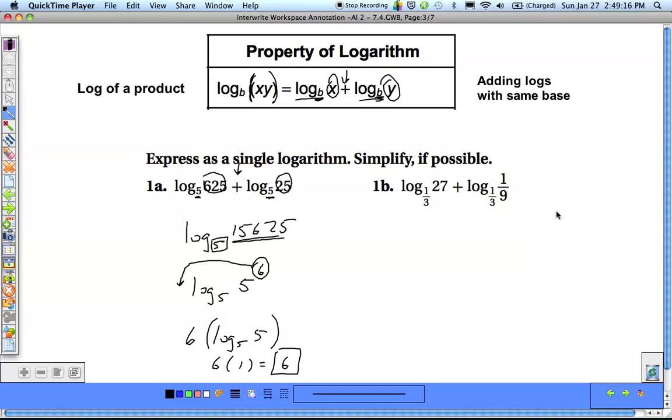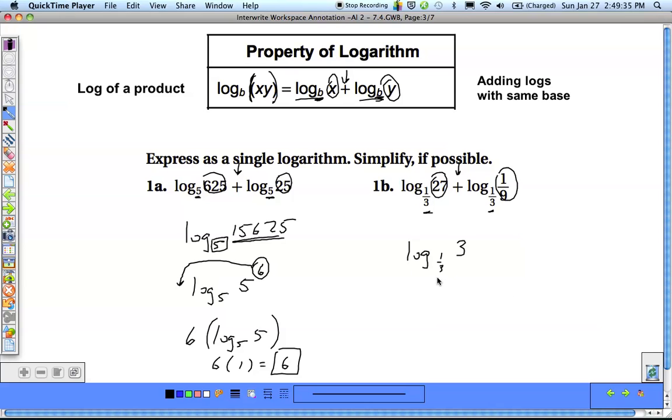We can do the same thing for the second one. We have the same base, 1/3 and 1/3. We are adding the two. That means that we can take these two logs, combine them into a single log, and multiply those two numbers together. 27 and 1/9 multiplied together is 3. So it's log base 1/3 of 3.